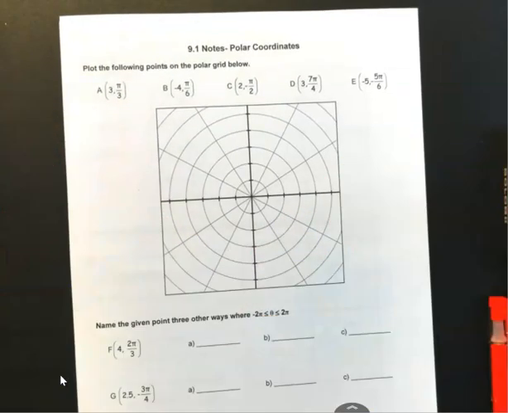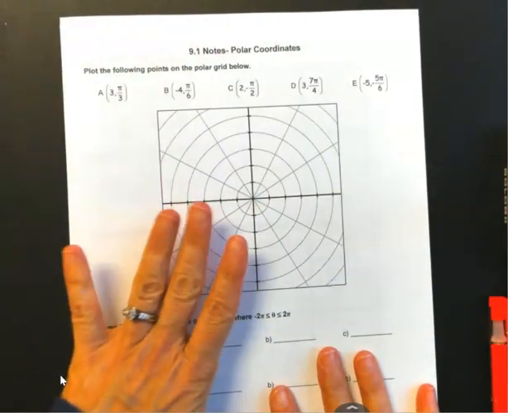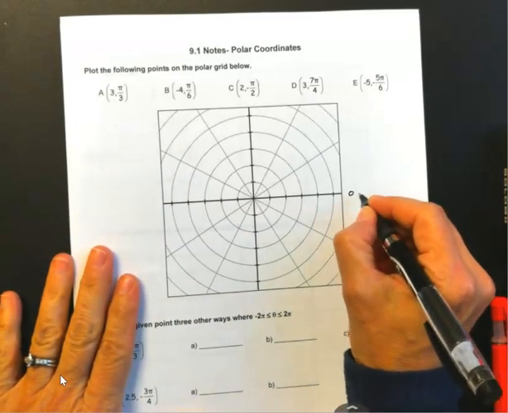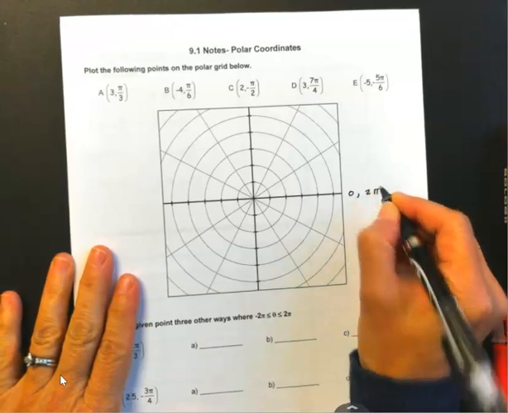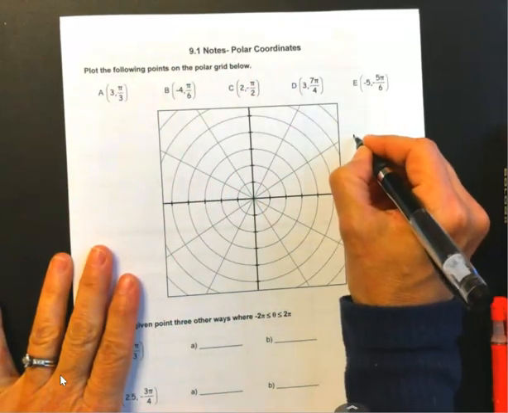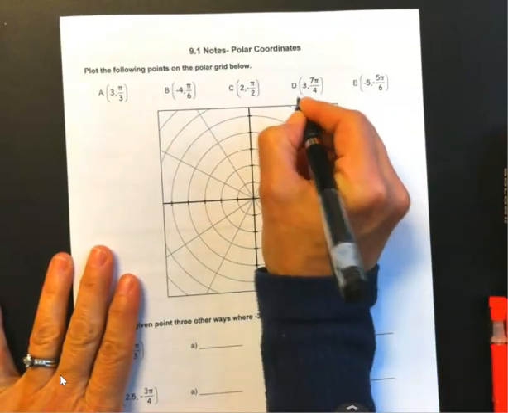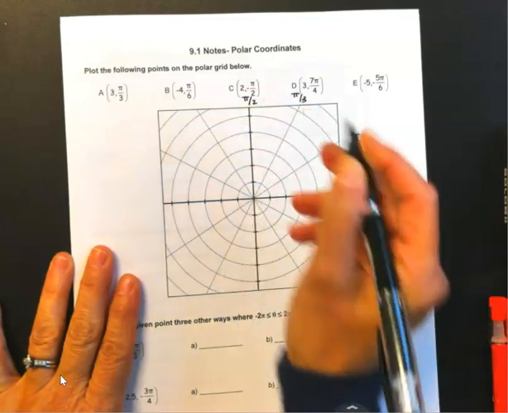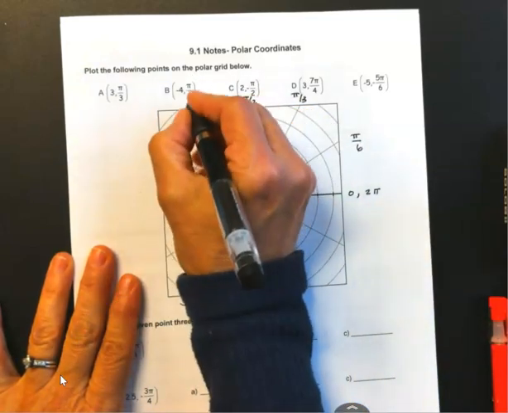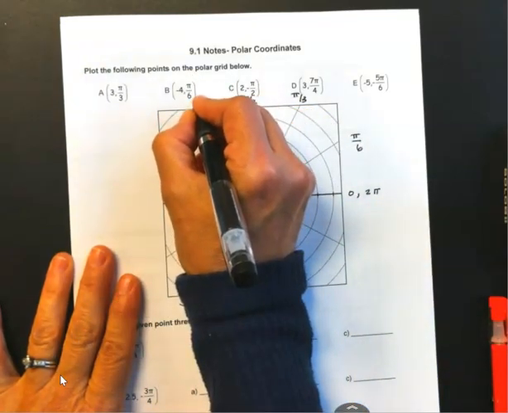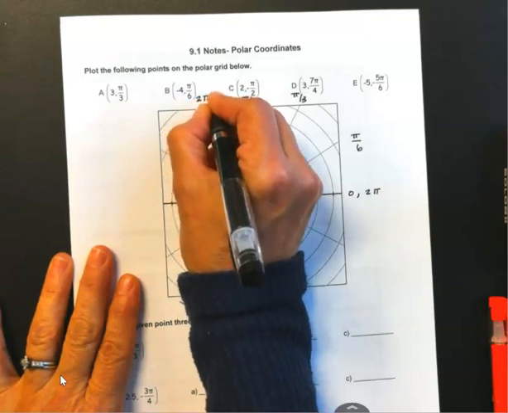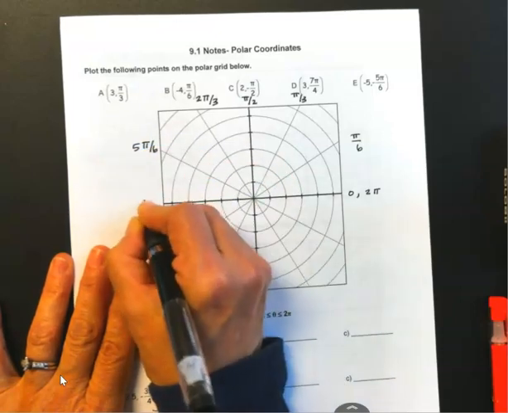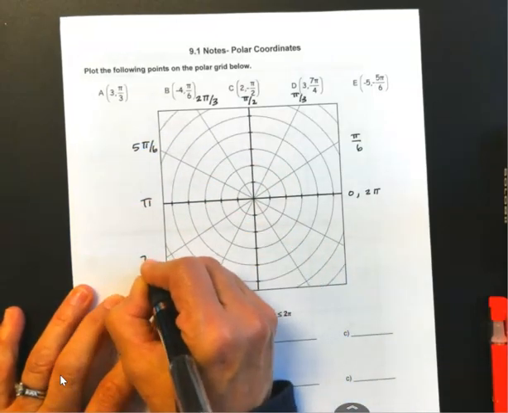Actually, before I plot A through E, let me go ahead and format my polar grid here. So remember, 0, pi, and 2 pi. Everything is by sixes, so this is pi over 6, pi over 3. You know your top is pi over 2. This is going to be 4 pi over 6, which is 2 pi over 3. Here's 5 pi over 6. Here's your left side, just continuing on around.